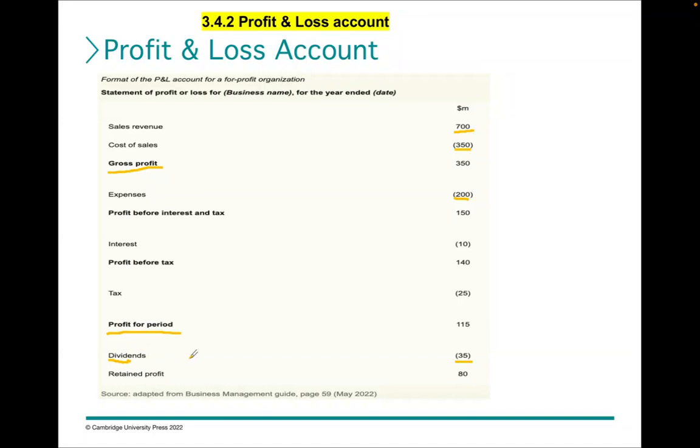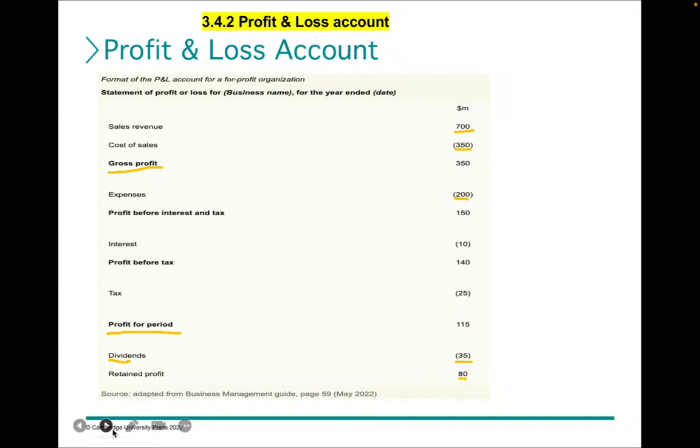Dividend. This money that you're going to give to the shareholders at the end of the year of the financial calendar. And then retained profit is money that stays within the business in the bank for whatever purpose it is. Here we've got 80. So this 115 is split into these two.